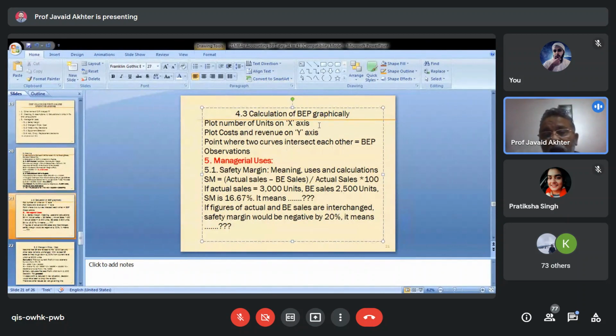I'm sure you know why we should plot the number of units on X-axis. Why do we do so? Why cannot we plot them on Y?